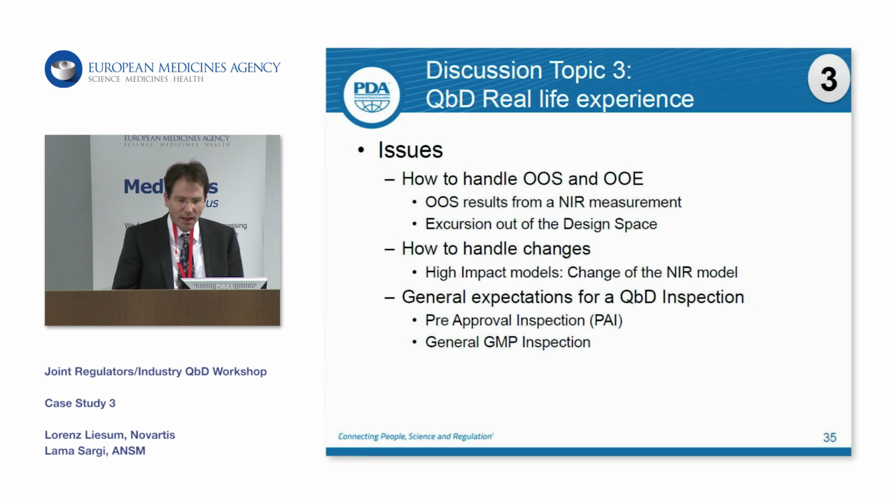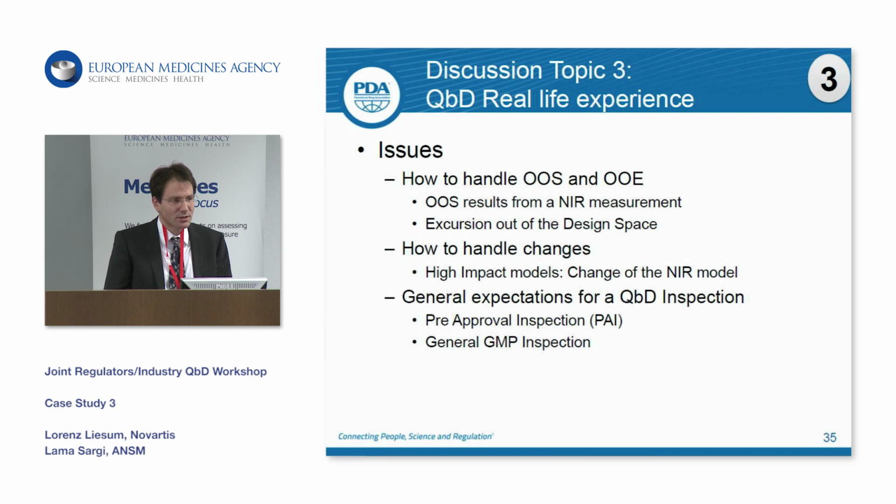We are now coming to the last topic, which is more dealing with the daily aspect of QbD in real production life. So the product is now being produced since 3 years, and we also made a couple of experiences of how QbD is then handled in daily manufacturing. And there are different types of issues which might occur. For instance, how to handle deviation, OOS and OOT results. For instance, what happens if an NIR measurement indicates that you are out of your specification. And secondly, how do you handle excursion of the design space, which was already discussed in the morning.